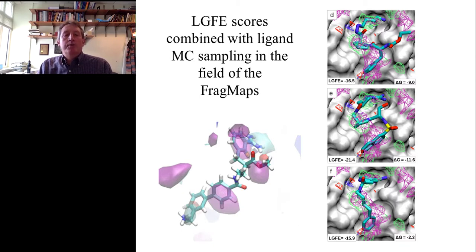Also, once we've got these grid-free energies, we can take our molecule and use what we call Monte Carlo sampling to allow the orientation of the molecule to relax in the field of the fragment maps, allowing it to adjust its orientation and so on. And so this is a very powerful technology to allow us to understand how different types of modifications will change the local conformation of the ligand. And this is important for understanding how it binds and so on.